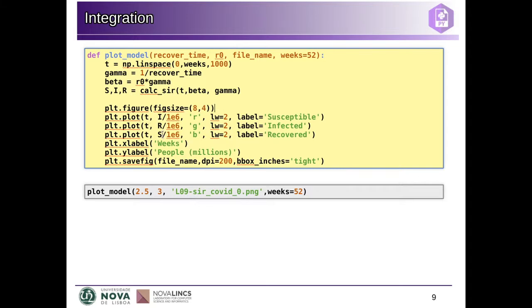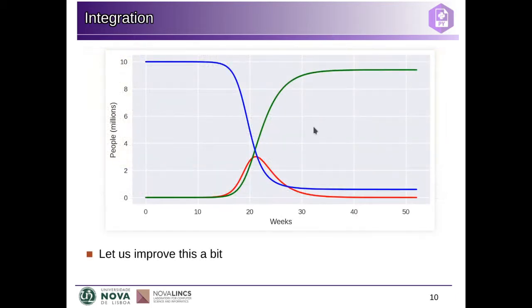I changed the values here. This should be S and I. I think I changed the legends by mistake, but the idea is to plot each one with a different color, and then I put the labels and save to a file if you want. This way we can call our simulation with just one call to the plotting function, and here we have the graph.